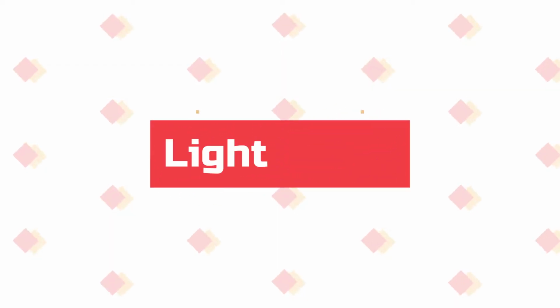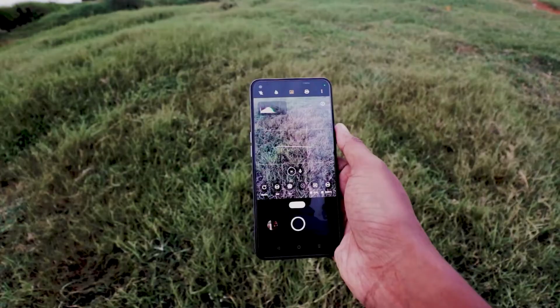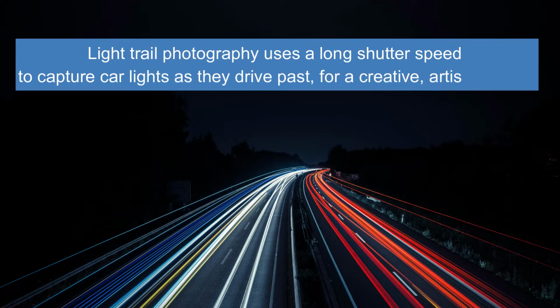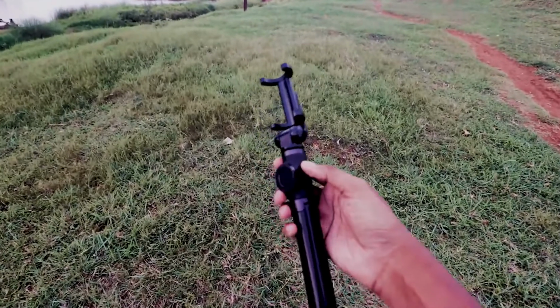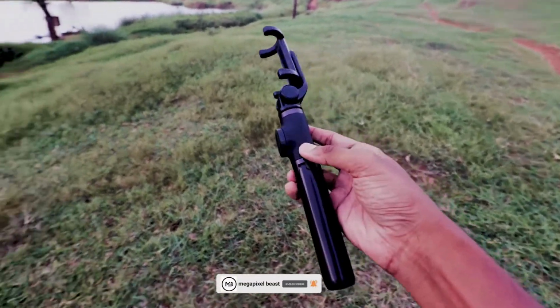In this video we are going to learn how light trail photography is captured. For that you need a smartphone and a tripod. Your smartphone needs to have expert mode. Light trail photography is all about shooting moving light objects with a slow shutter speed. So shutter speed may be around 2 to 10 seconds. Here you can see I have a Realme tripod for capturing light trails.